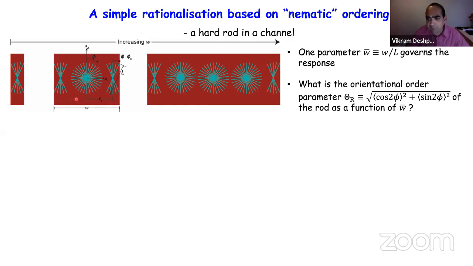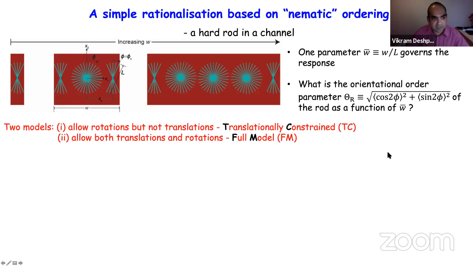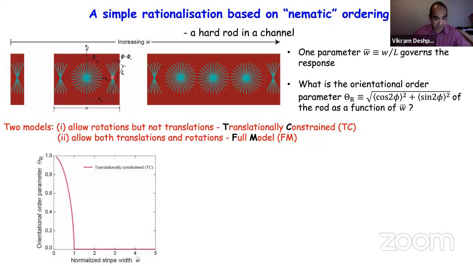And I can develop very simple models now for the orientational order of this rod, in a very simplistic way. So I develop two simple models. In one model, I take the cell and fix it in the center, but it can take all possible orientations, and I don't let it translate at all. In the other model, it can not only rotate, but also translate within this width.